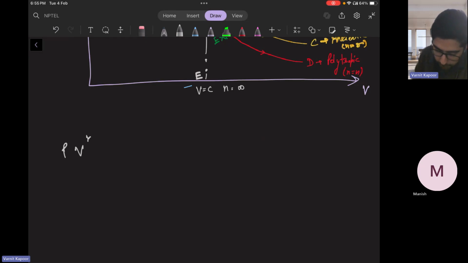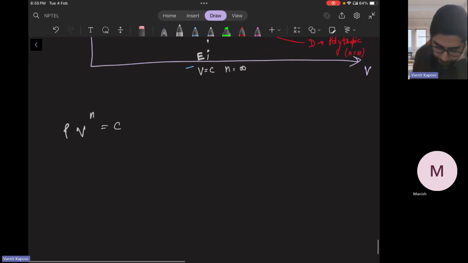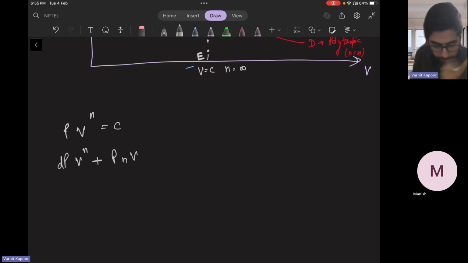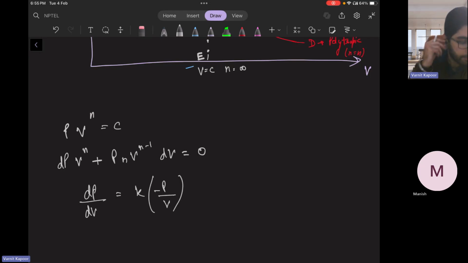We know that PV raised to the power of n is constant. So if I differentiate it, we get the slope: dp times V^n plus p times n V^(n-1) times dv is equal to 0. The differentiation of a constant is 0. So what is dp over dv from here? It's nothing but n times minus p by v. And n is 1, 0, infinity, whatever, according to the process.